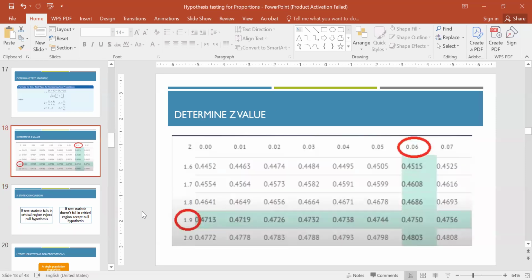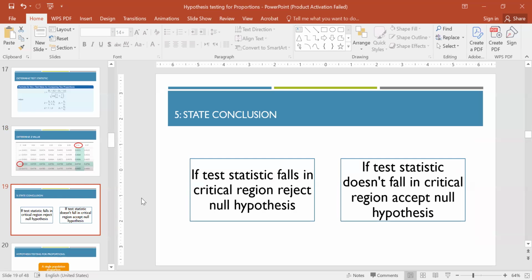Then according to this value we got from this table, 0.4750, we have to state the conclusion. If this value falls in the critical region, we have to reject the null hypothesis. And if this value does not fall in the critical region, we have to accept the null hypothesis.